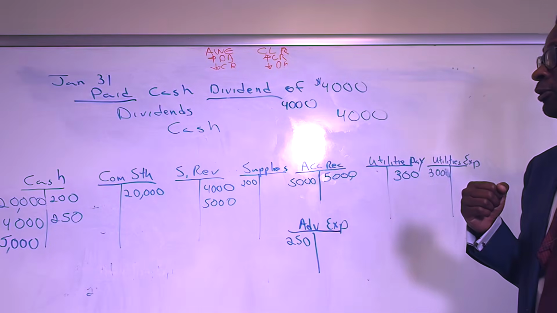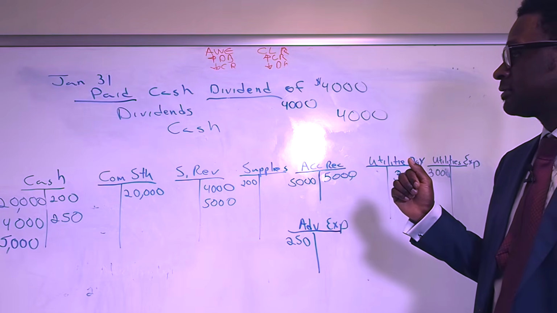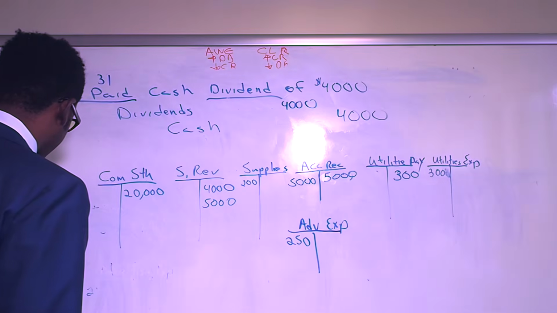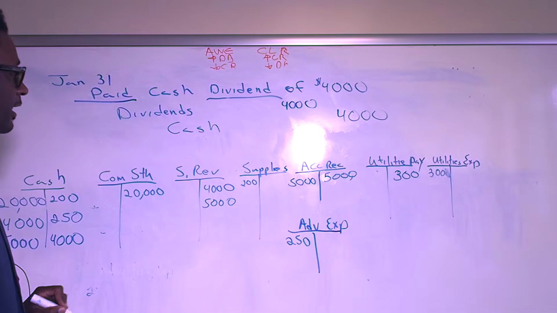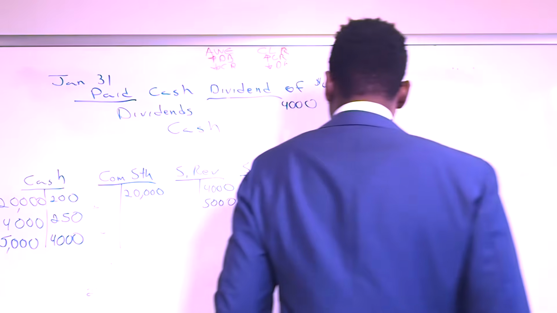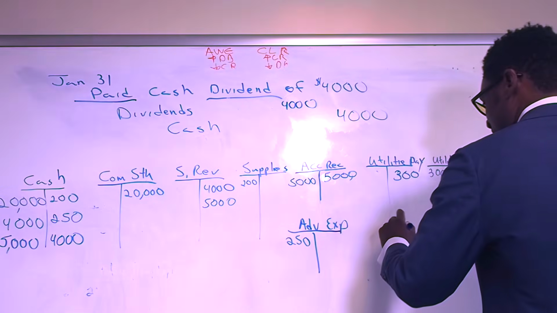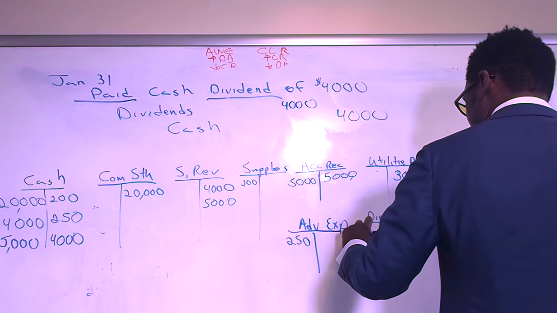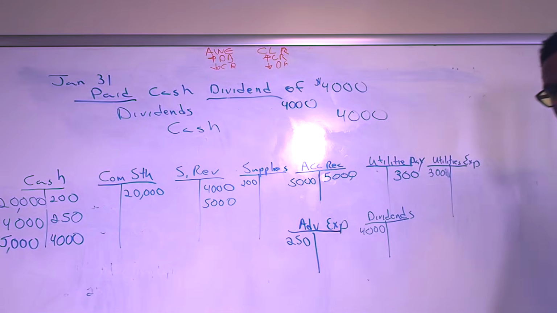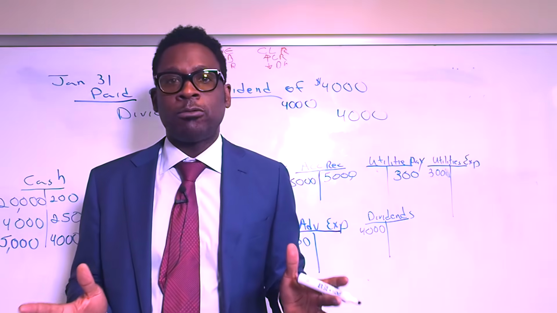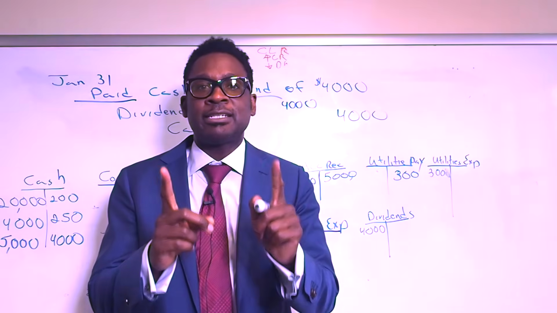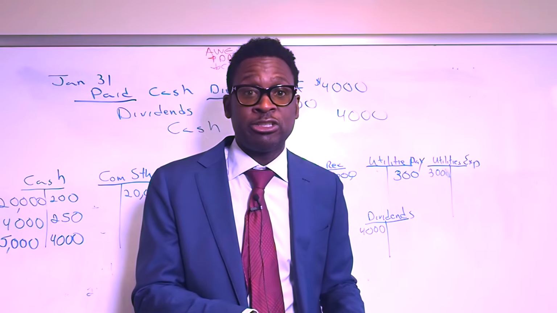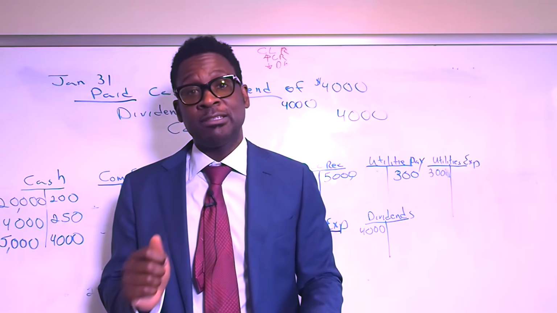And then we're going to post into the T account for the ledger. And so our cash must be credited correctly for $4,000. And our dividends, where are we going to put dividends, gang? Let's put dividends right here. Our dividends will be debited for $4,000. This pretty much summarizes our process of recording, particularly journalizing into the journal and posting into the ledger.